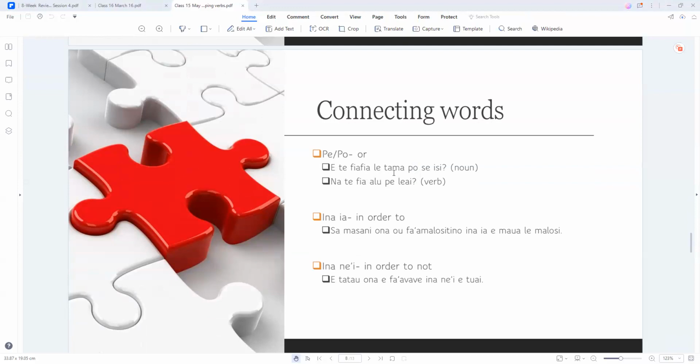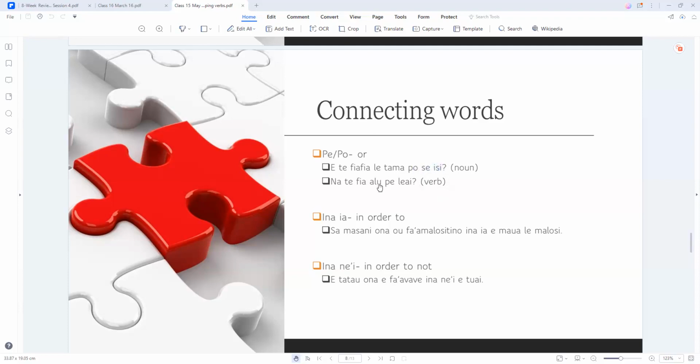"E te fia le tama po seisi?" Do you like the boy or someone else, or another? So "seisi" is another. So that's like a noun. So that's why we would say "po seisi" as opposed to "pe seisi". It doesn't even sound right if I say "pe seisi". So when we're talking about a noun, we would say "po seisi".